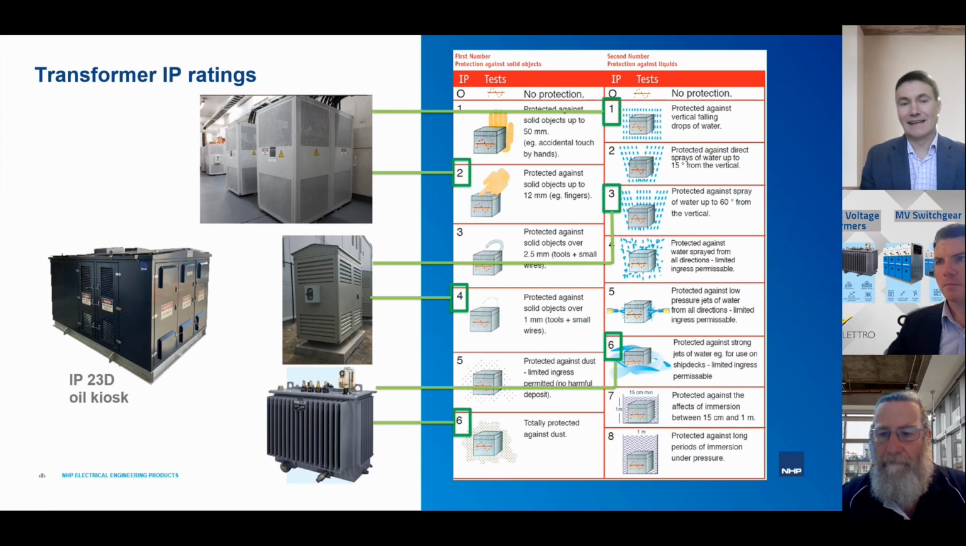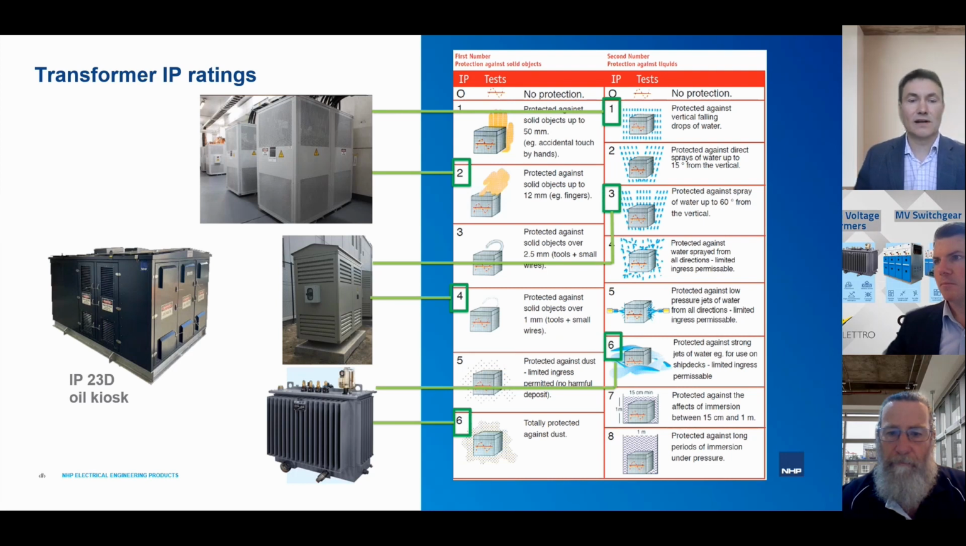One is indoor and the other is outdoor. Now, a cast resin transformer has to be enclosed even if it's used indoors. This is for safety reasons, because the dry type insulation, the cast resin, is not safe to touch when the transformer is energized. So we need a basic type of enclosure just to protect people. And when it's used indoors, it's normally IP21.